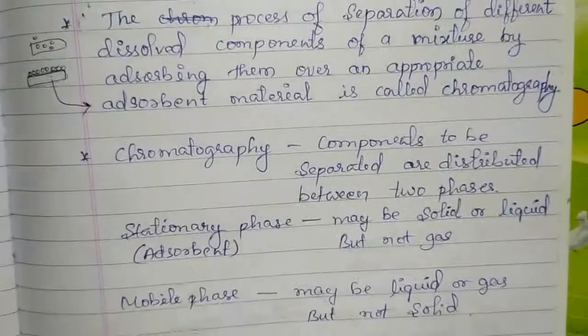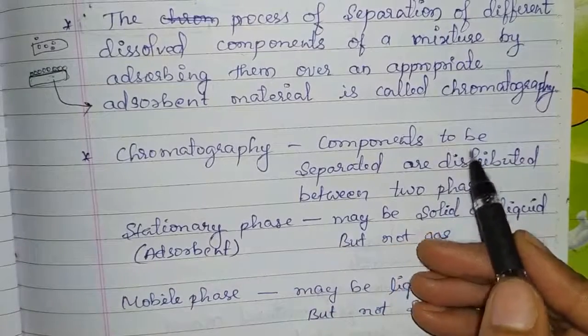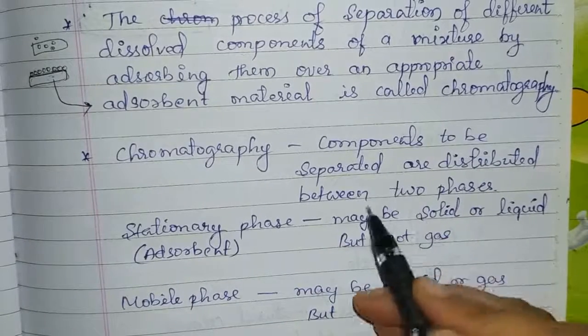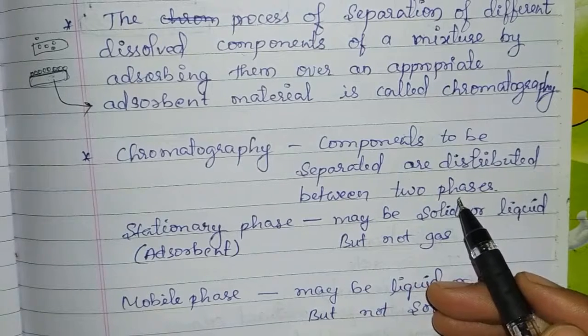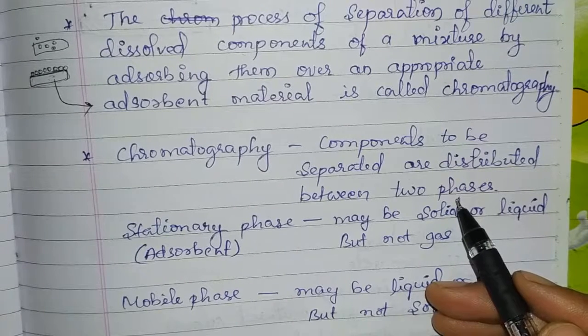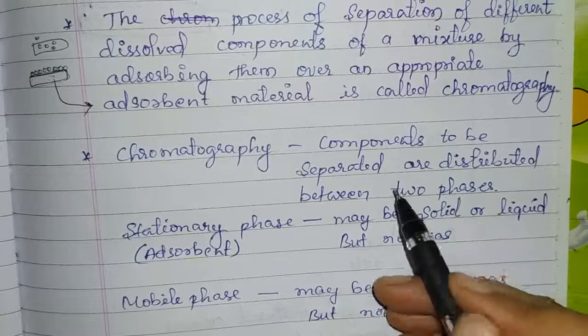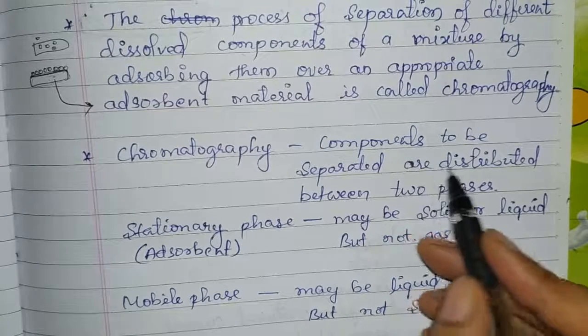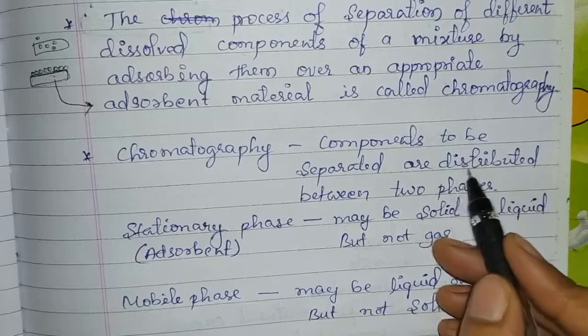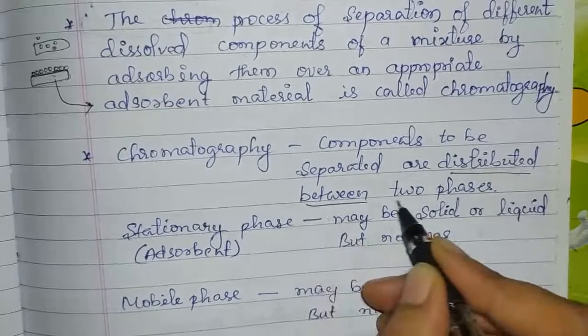See children, in chromatography, the components to be separated are distributed between two phases. Say, for example, the mixture which we are going to separate by using the chromatography technique consists of two components. These two components are distributed between two phases.